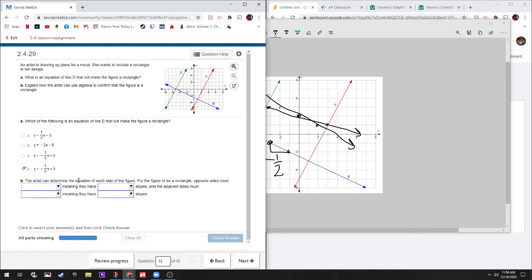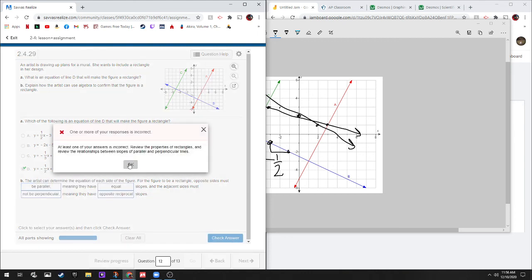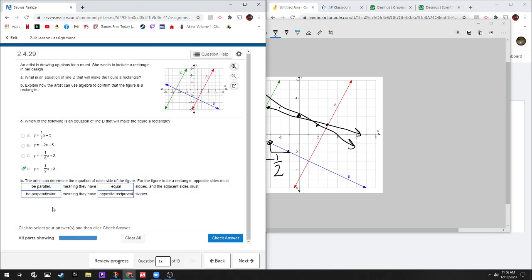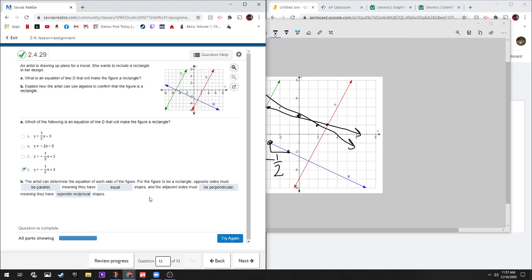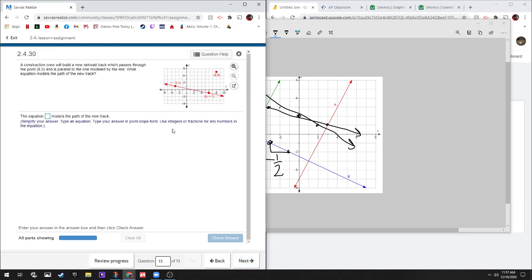The artist can determine the equation of each side of the figure. For the figure to be a rectangle, opposite sides of the rectangle have to be parallel. I mean, what do parallel lines have? They have the same slope, right? Equal slopes. Adjacent sides that are touching must be perpendicular, meaning they have opposite reciprocal slopes. Oops, I wrote not be perpendicular. My bad.